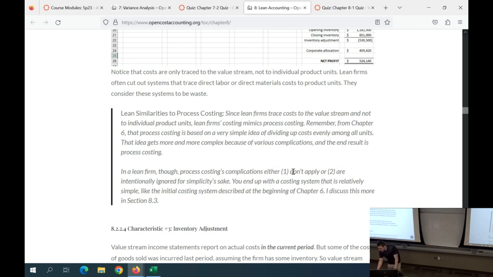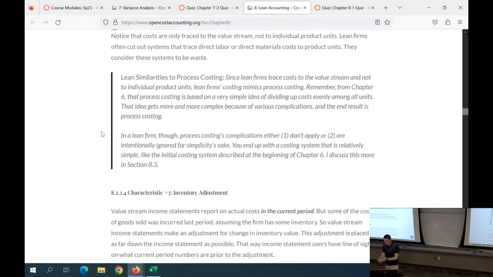Where the complications that we found in chapter 6 don't apply, or they're intentionally ignored for simplicity's sake, because the last thing a lean practitioner wants to do is have to do a bunch of crazy calculations that we did in chapter 6. They're like, that's not worth my time. It's not worth me paying somebody else's time. Let's make this simple and readable to everybody in the company so we can all be aligned on what we provide as value. That's at least a version of what a lean practitioner might say.